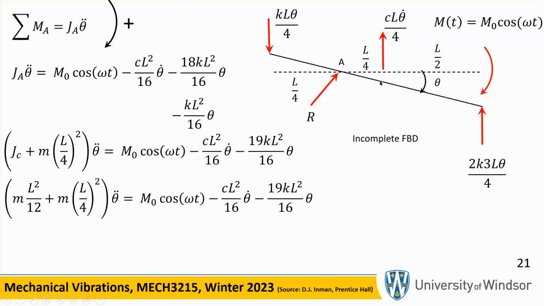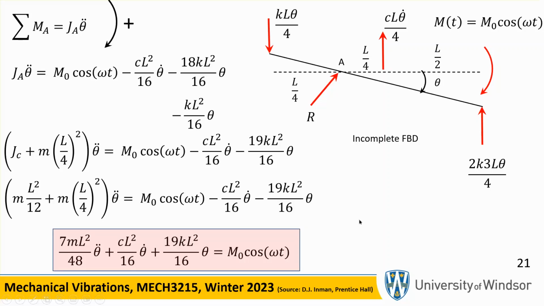J about A is J about the center of mass plus the parallel axis theorem, basically m times L over 4 squared. Because we know the bar of mass m, length L, about the mass center has J equal to mL squared over 12, but then you also have to add, using the parallel axis theorem, the mass of the bar times the distance from the center of mass to the pivot point. End result, there we are. That's what we've got. This is the equation of motion. Please make sure you can do this, because this kind of thing was given to you on the test.